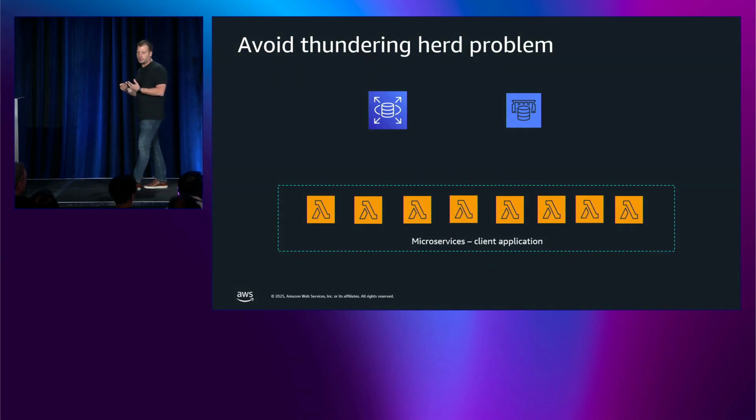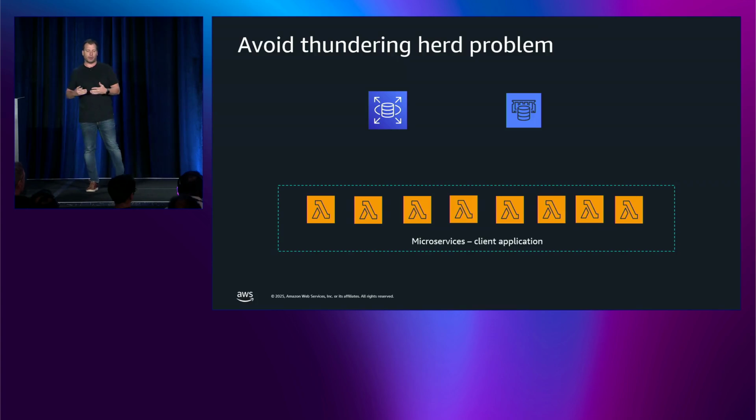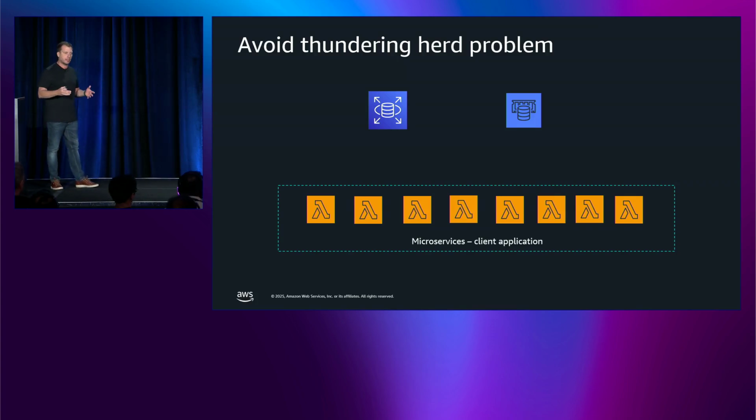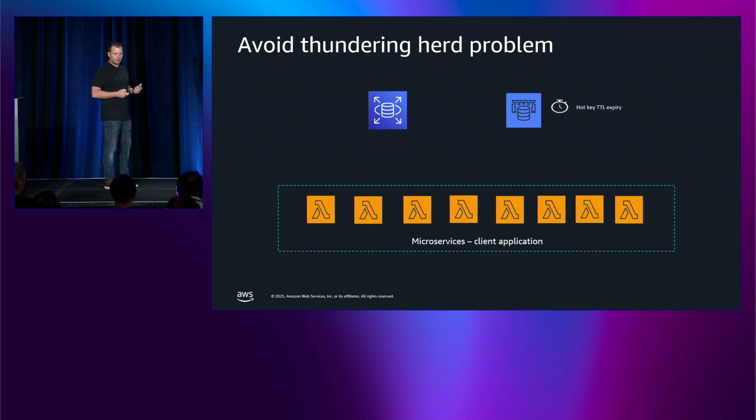Now, connected to that, there is the thundering herd problem that we want to avoid. This problem occurs when multiple processes or threads attempt to proceed simultaneously, often resulting in high contention and resource strain or a bottleneck. And this is something that we want to avoid.